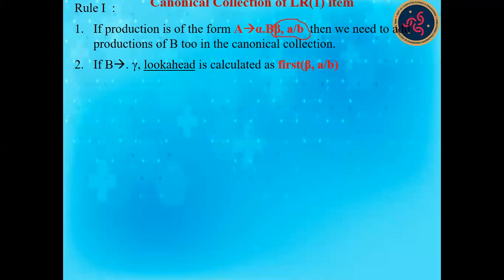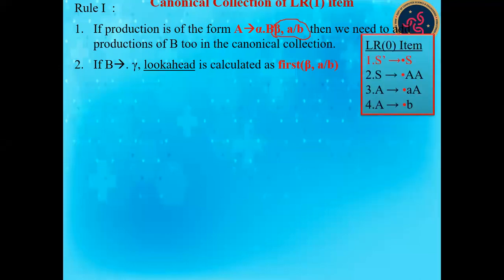Now I am considering an example. Here we are given an LR(0) item. We need to find out the look ahead symbols for each production, and therefore we will get an LR(1) item. For the LR(0) item, first we need to add the augment production, S prime gives dot S. So this is an augment production.